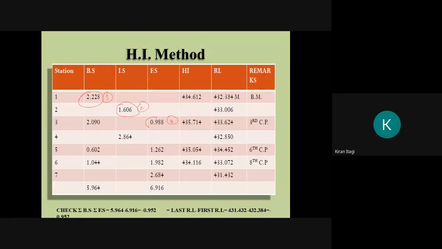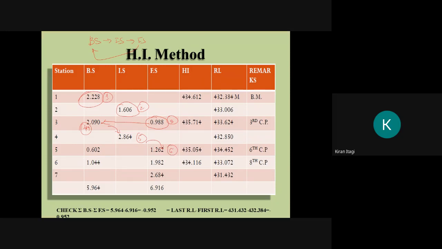Now after change of point, remember: back side, intermediate side, fore side. After fore side, again it will be the back side. See, after fore side we have to write the reading in the back side. So write the fourth reading in the back side. Okay, I hope you have written up to here. Then fifth and sixth, here saying that sixth is a change of point. So the sixth reading we are writing in the FS, that is fore side. Sixth reading will come here.